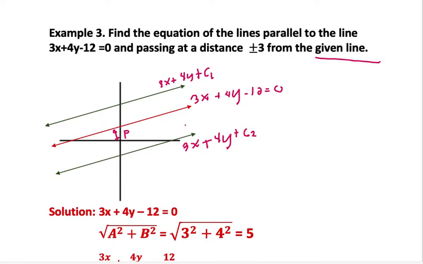Okay. Now, we need to identify p sub 1 and p sub 2. Since it is indicated that the distance is from the given line, ito. So from this line going to this line, that would be our P sub 1. Then this line to this line, this will be our P sub 2.